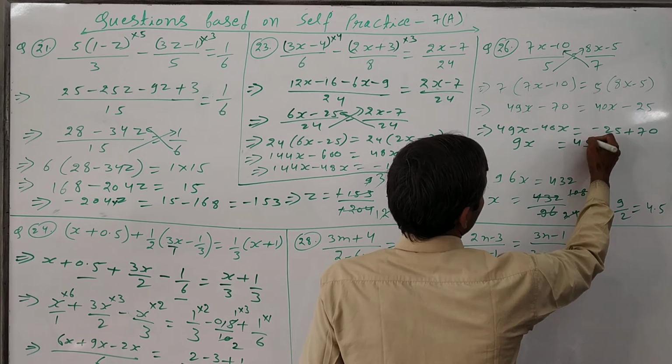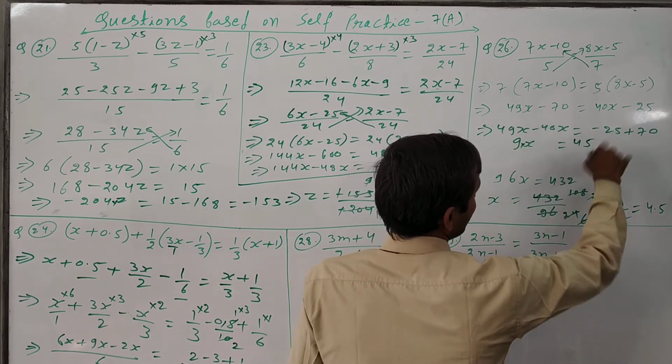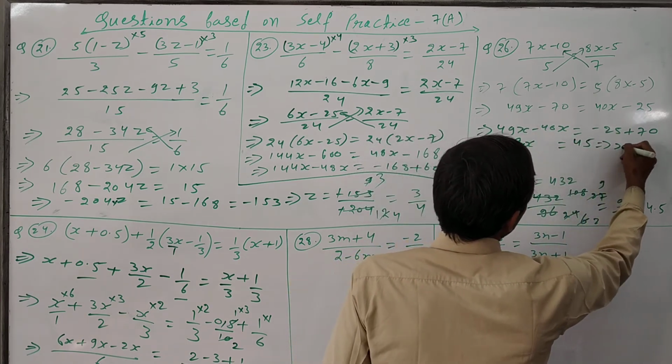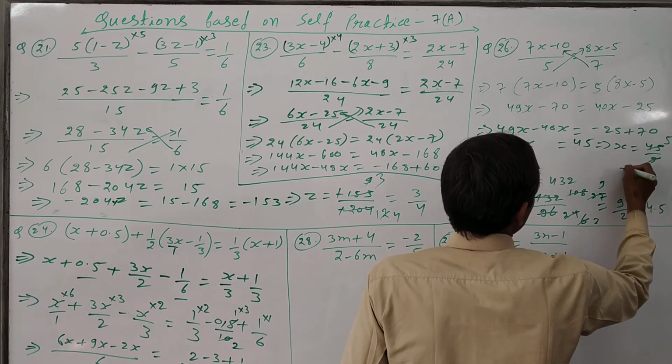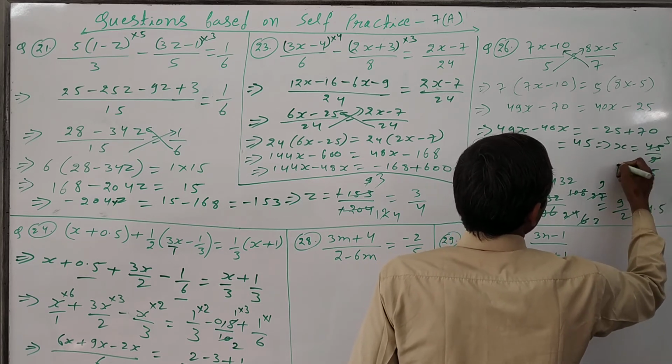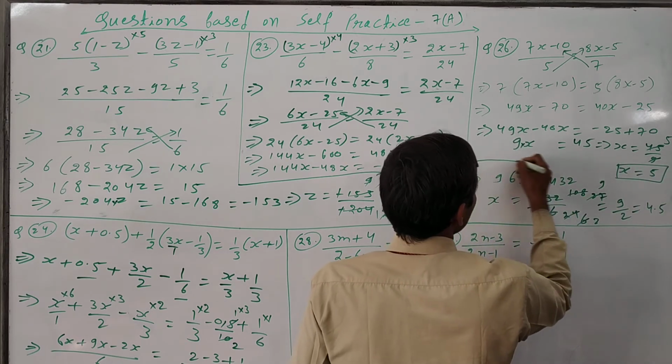So 45. Now here multiply sign is there, so go there in division. So x is equal to 45 upon 9, it will come 5. So the final answer is x is equal to 5. This is the final answer of question number 26.